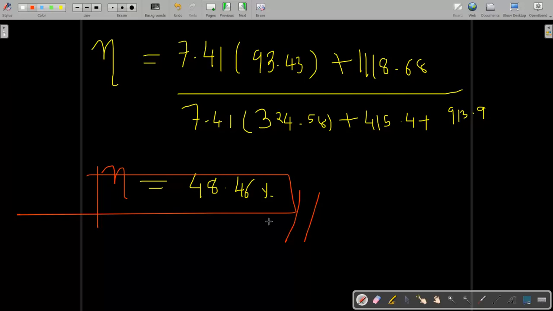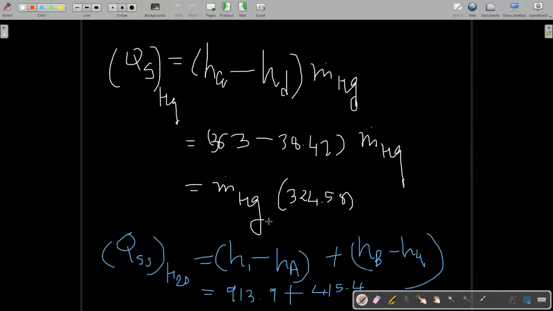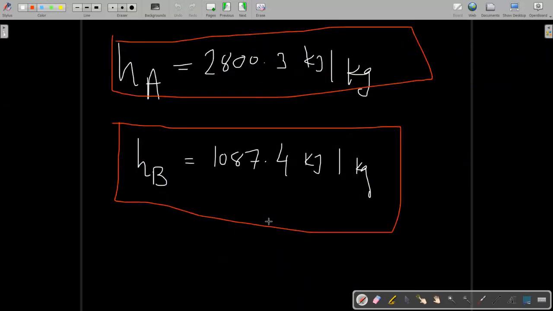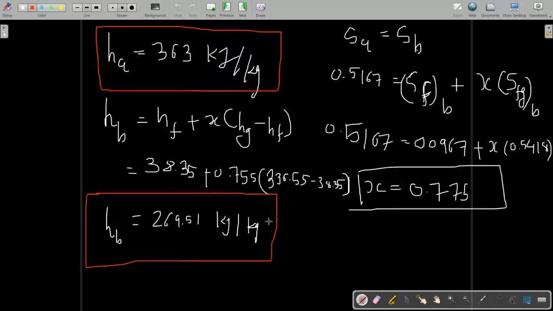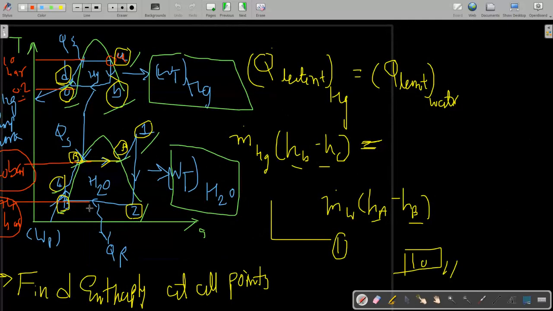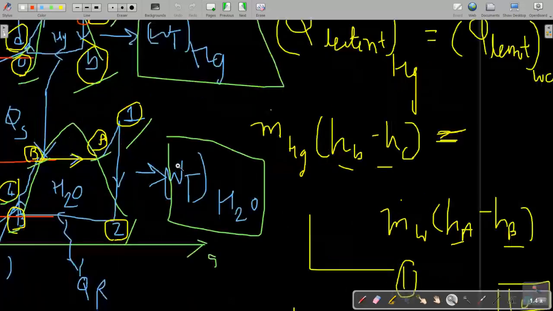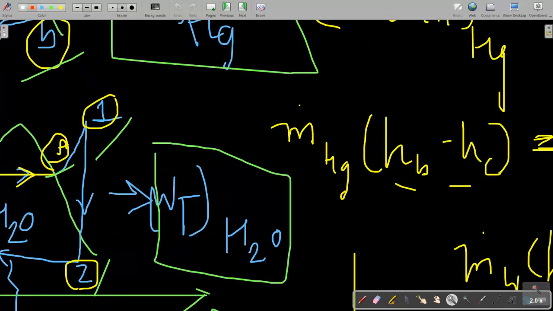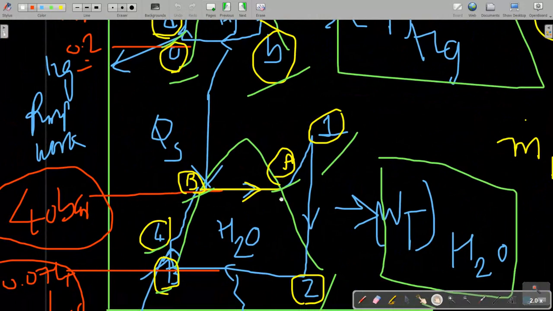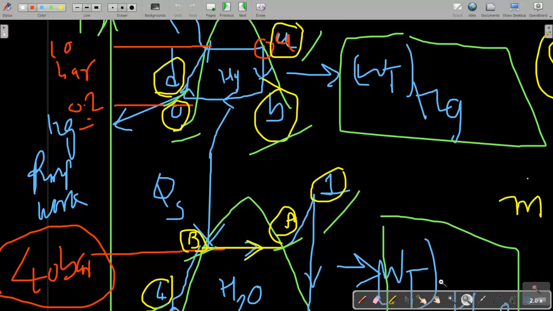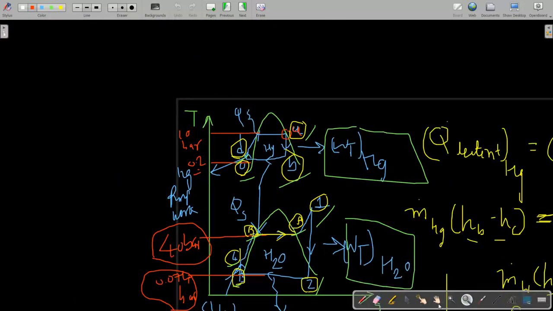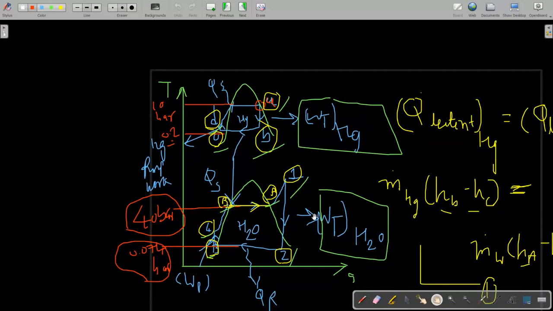Hope you guys like this. If you still have any doubt, just go back and draw the diagram simultaneously on a page, this diagram, and try to solve it one time yourself. This is the water cycle and this is the mercury cycle. So try to solve it yourself once, and only then will you get a clear idea.